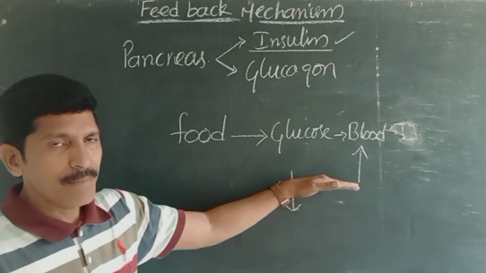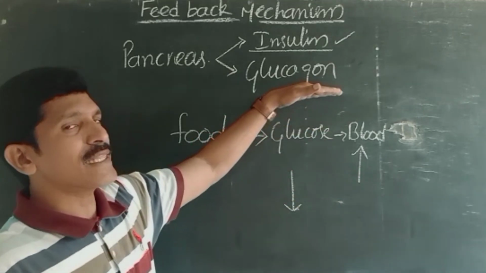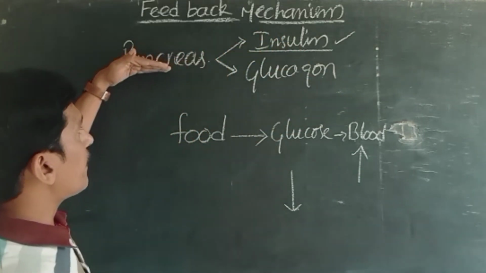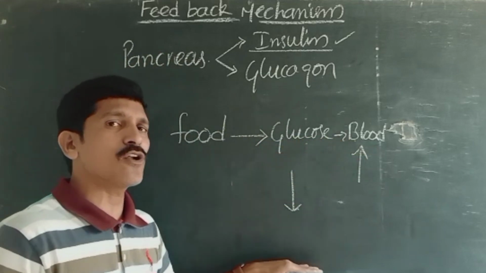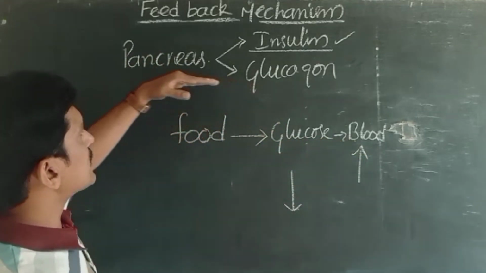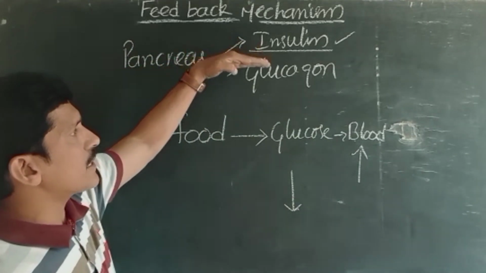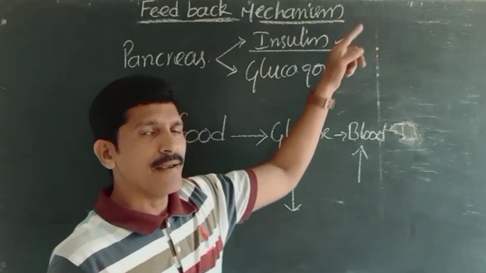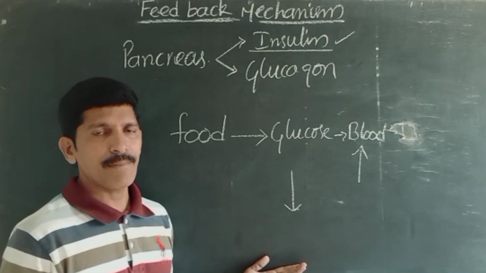level. It means when the glucose level increases above the normal, at that time insulin is secreted from the pancreas. Whenever the glucose level in the blood decreases below the normal, glucagon is secreted from the pancreas. So the release of insulin or the release of glucagon is under the control of the feedback mechanism. This is the main function of the feedback mechanism.